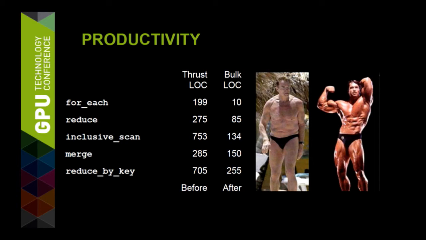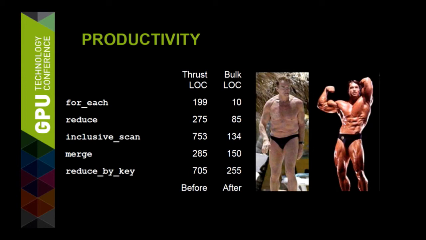If we look at the lines of code that this is replacing in Thrust, they're on the left. Just to write for each before I had this library required 200 lines of code, right? That's completely unreasonable. For each is like the simplest algorithm in the world. If we use bulk, we can do it in 10 lines of code. The old Thrust reduce was like 300 or so lines of code. We can implement it in a robust manner using bulk in 85 lines or so. Inclusive scan, like the old scan code in Thrust, was absolutely horrible. 750 lines, we can get by with only 130 using bulk.